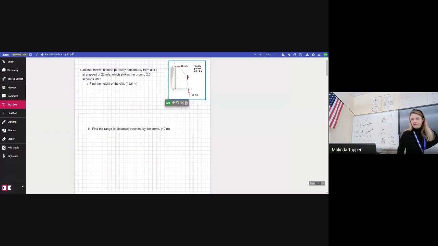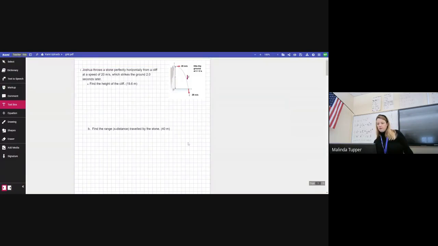All right, friends, so I switched to a screen where I can write on here. I'm going to turn on my big screen and write on here for you guys. Hopefully it'll be helpful. Okay, so this first problem is one of the ones from the projectile practice.